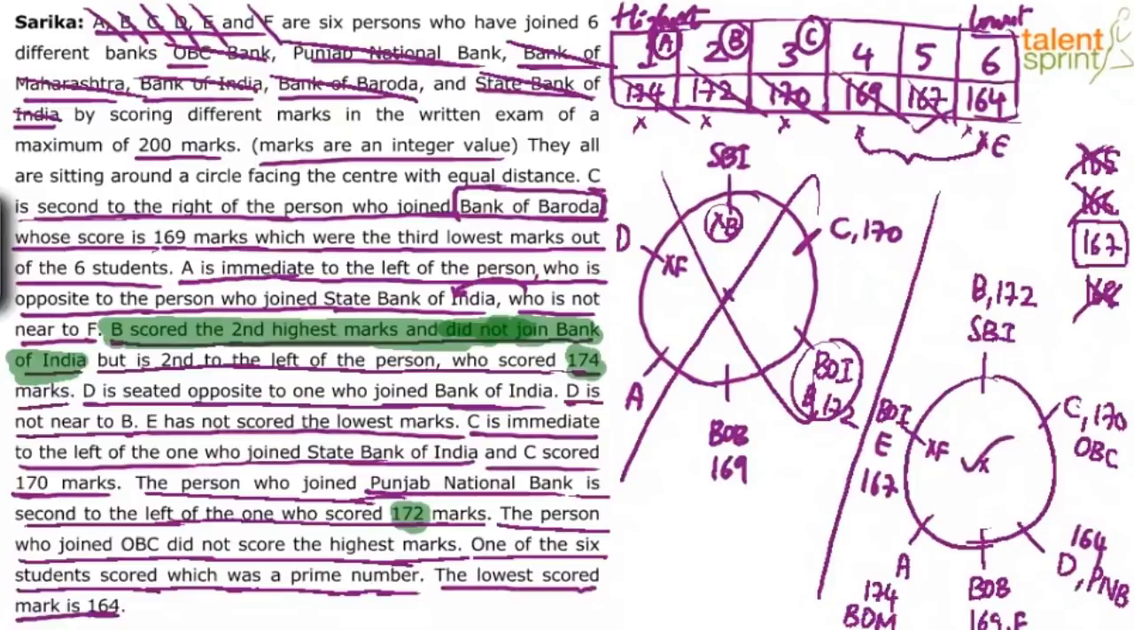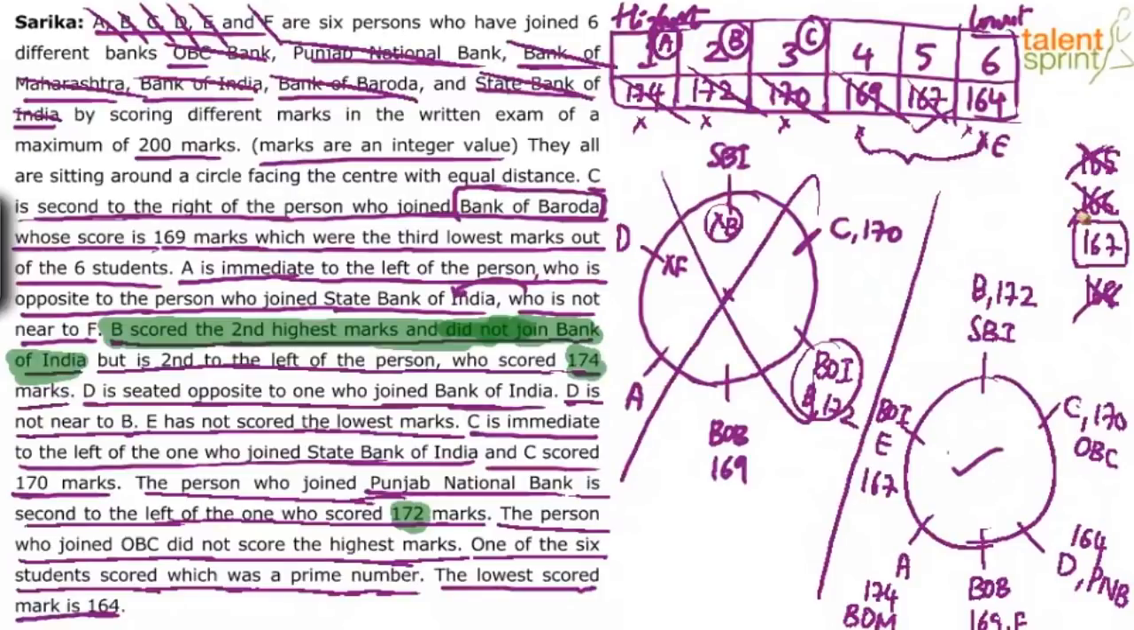Done. So this is the final arrangement. You can check this now. Look at the persons A, B, C, D, E and F. In terms of banks, we have Bank of Maharashtra, Bank of India, State Bank of India, OBC, Punjab National Bank and Bank of Baroda. And the values are 169, 174, 167, 172, 170 and 164. True. Done. I think this satisfies all the conditions. Done. So let's look at the questions now.